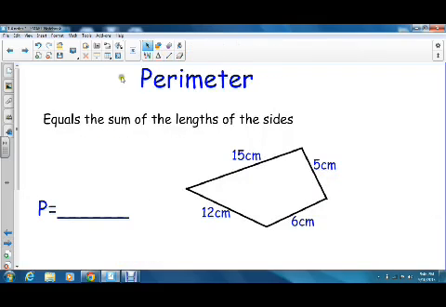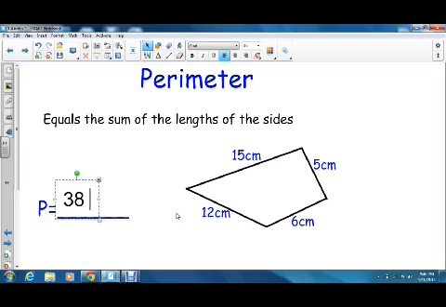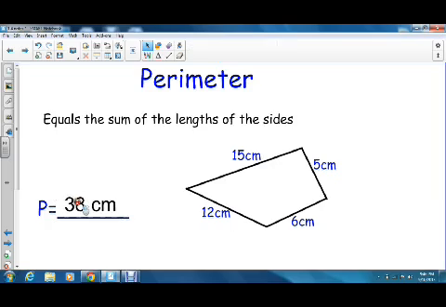Perimeter, you should have done this before, probably since 5th grade. I'm talking a little bit about perimeter just to make sure that we all remember what it means. It's just the sum of the lengths of the sides. So if I add up all my sides, I got 15 and 5 is 20, 20 plus 12 is 32, plus 6, which would make our perimeter 38. Make sure that you use your units. I will take off points if you forget your units.